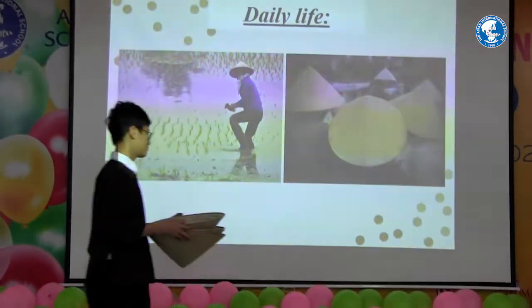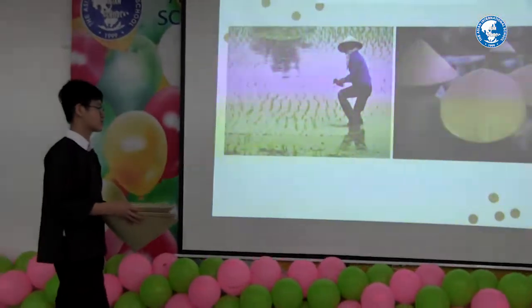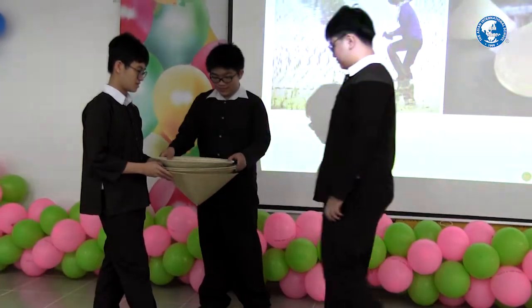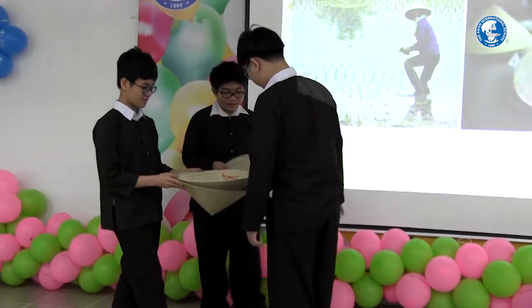Conical hats for super cheap price. Buy two, just $25. Wow, I want to buy two of them. Can I have? Yes, thank you very much.